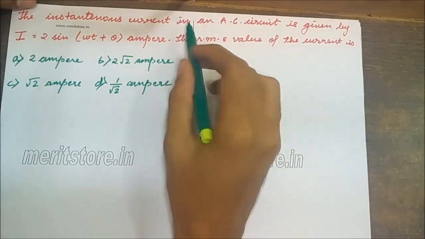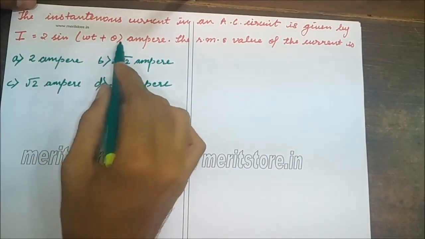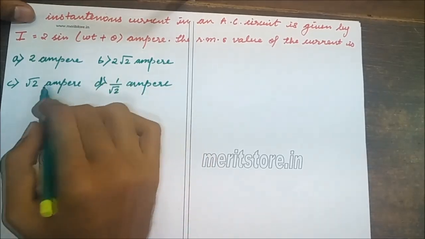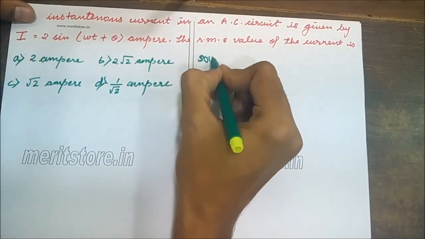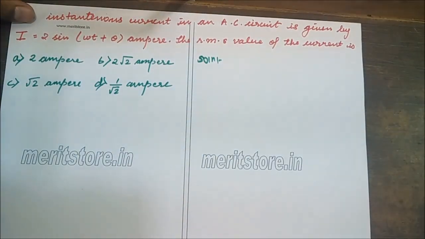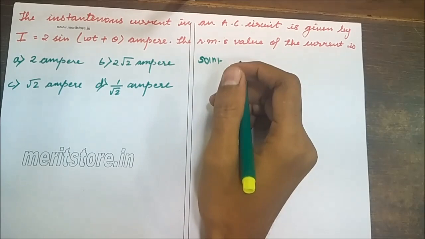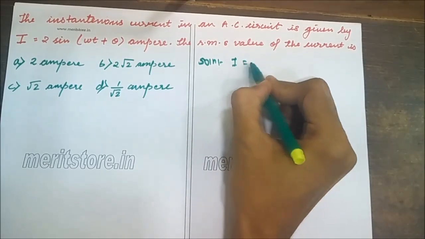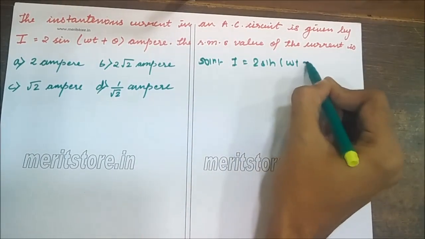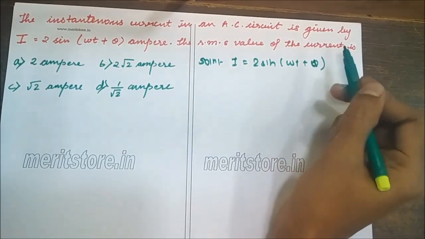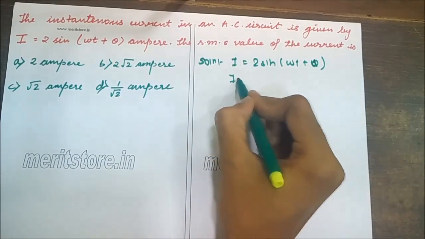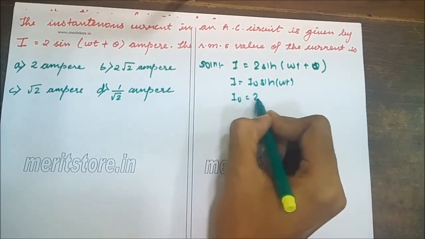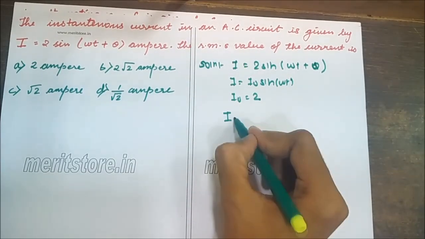The instantaneous current in an AC circuit is given by I equals 2 sin omega t plus 5 amperes. The RMS value of the current is 2 amperes, 2 root 2 amperes, root 2 amperes, or 1 upon root 2 amperes. Here we have the instantaneous current, I equals 2 sin omega t plus 5. We will compare it with the ideal equation I0 sin omega t. So your I0 becomes equal to 2, and we have to find the I RMS value.